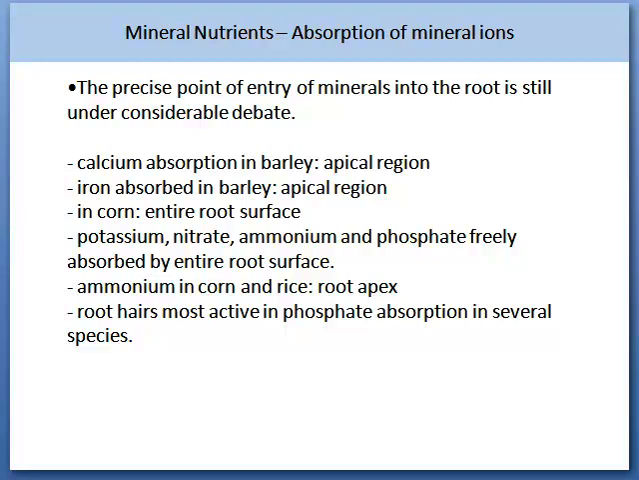The precise point of entry of many minerals into the root is still under considerable debate. Calcium absorption in barley is considered to be in the apical region. So is iron absorption in barley. Whereas in corn, calcium and iron absorption is believed to occur over the entire root surface. Potassium, nitrate, ammonium and phosphate are freely absorbed by the entire root surface. Ammonium in corn and rice is absorbed in the root apex. Root hairs are most active in phosphate absorption in several species.